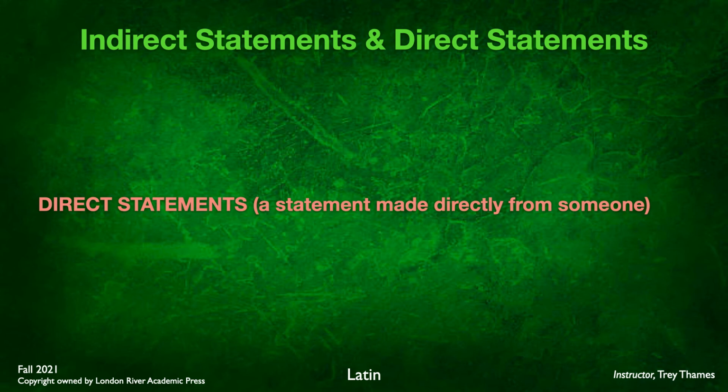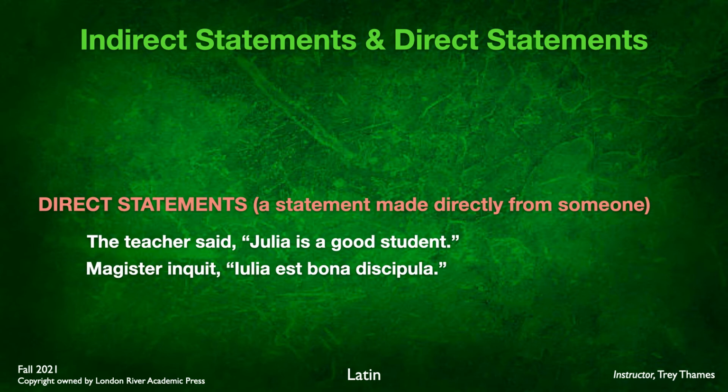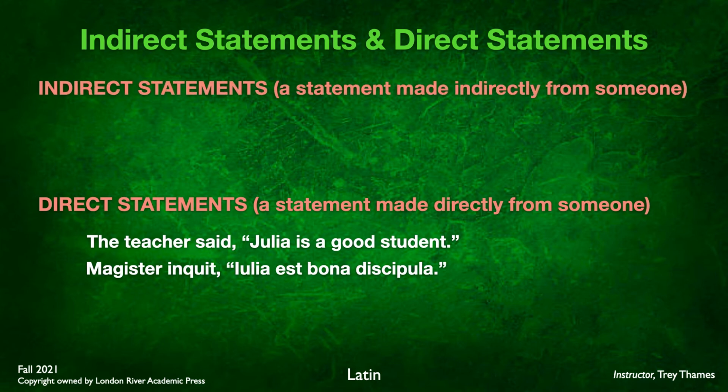Here we go. So a direct statement is a statement made from someone. Here we have the teacher said, Julia is a good student. Here the teacher is specifically, directly stating something about Julia, and it is directly quoted. The teacher said, Julia is a good student. Here in Latin, that would be Magister inquit, Iulia es bona discipula. The teacher said, Julia is a good student. So this is a direct statement, but our lesson in this chapter is about indirect statements.